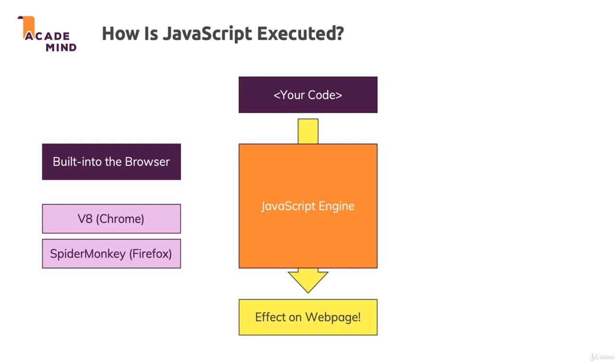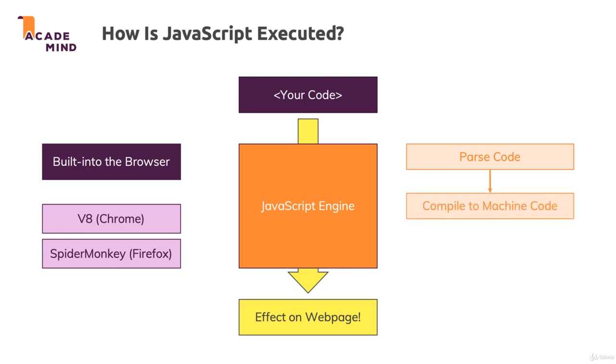Now, the job of the engine is to parse code, so parse, read, and understand your JavaScript code. Then, on the fly, compile it to machine code, because machine code executes faster. So it reads your code, but it does not necessarily execute it like that. Instead, it takes that code and compiles it to code which is faster to execute by the machine, and then it executes that machine code. This all happens in the browser with the help of the JavaScript engine. And then when that code is executed, we have that effect on our web page.